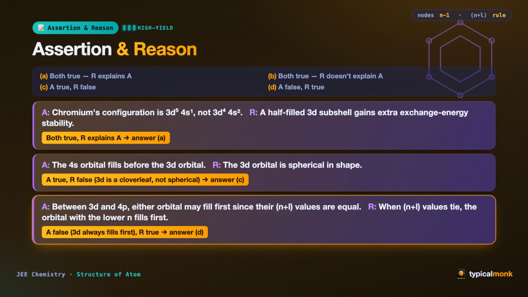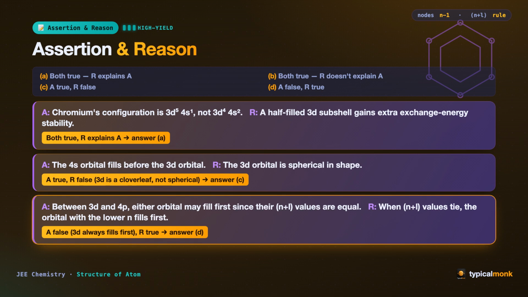Third one, assertion, between 3d and 4p, either orbital may fill first, since their n plus l values are equal. Reason, when n plus l values tie, the orbital with the lower n fills first. Check the reason. It is true. Exactly the rule we just used. Now the assertion, if the tie is always broken by the lower n, then it is not true that either may fill first.